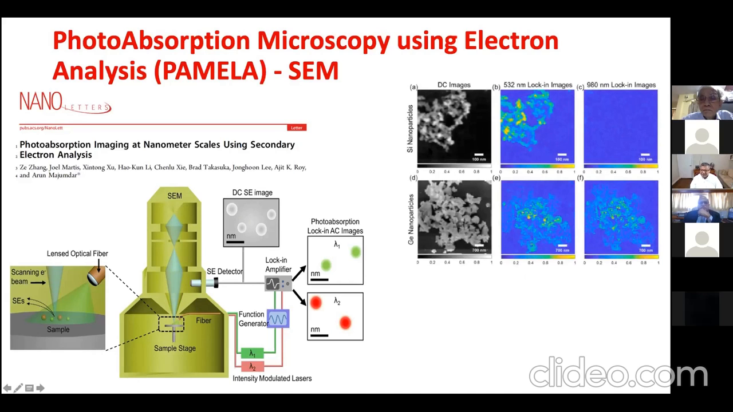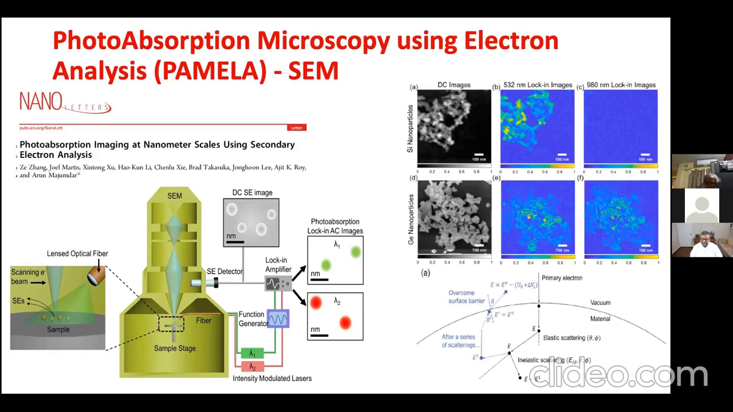We are now looking at spectroscopic imaging. This is silicon at 532 nanometers; at 918 nanometers, it does not absorb. Silicon absorbs very little. Germanium absorbs both. We are down to about 10 or 12 nanometers in spatial resolution. We think we can get it down to a nanometer or so.